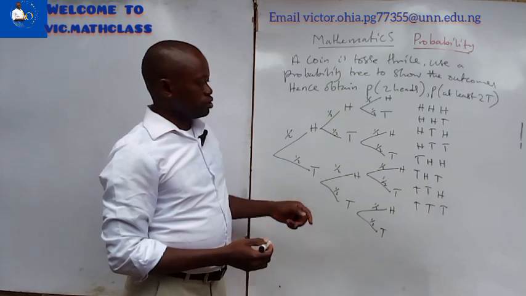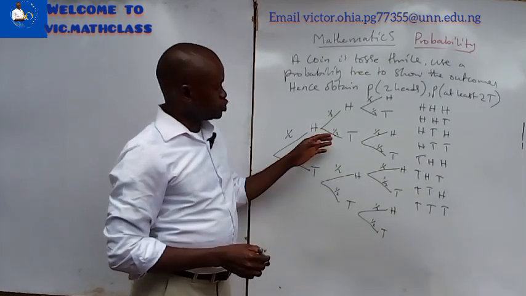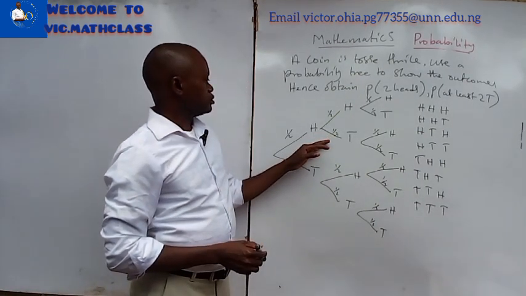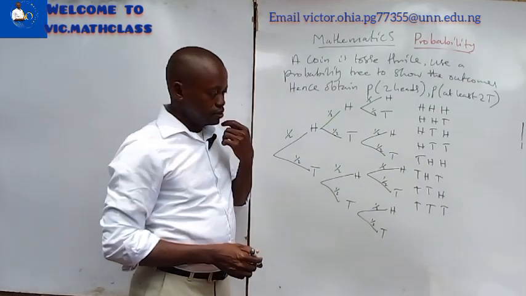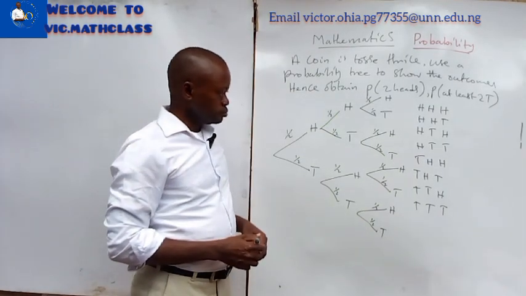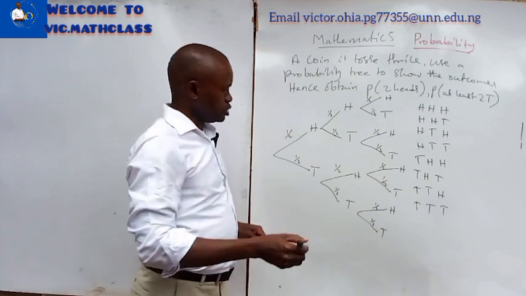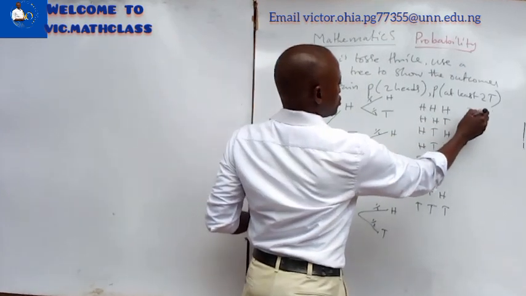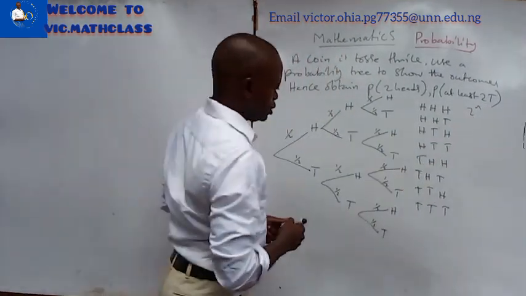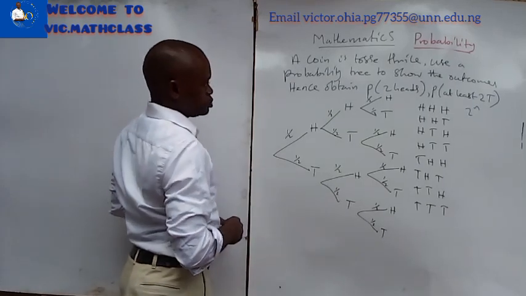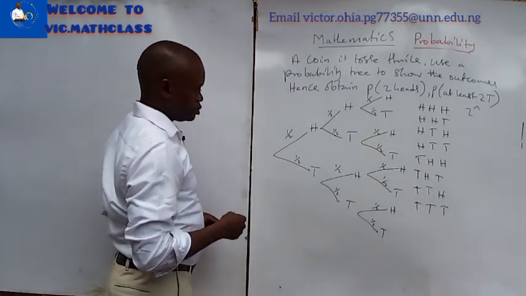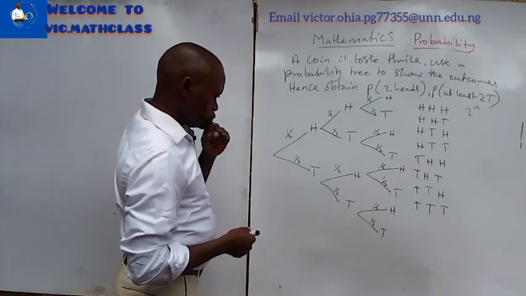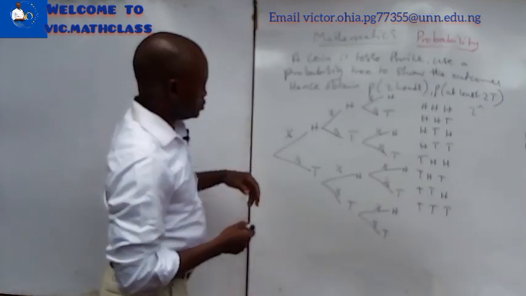So the total outcome for the toss of a coin 3 times is going to give us 8. Sometimes you can use the expression 2 raised to power n to obtain that, where n is the number of times you toss the coin. Okay, what are we going to do now to obtain this probability?